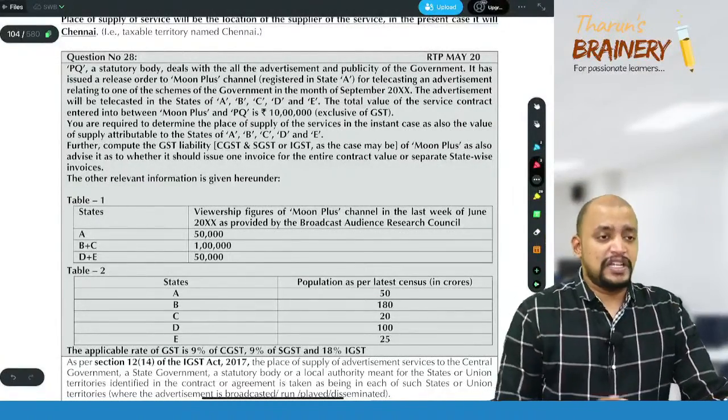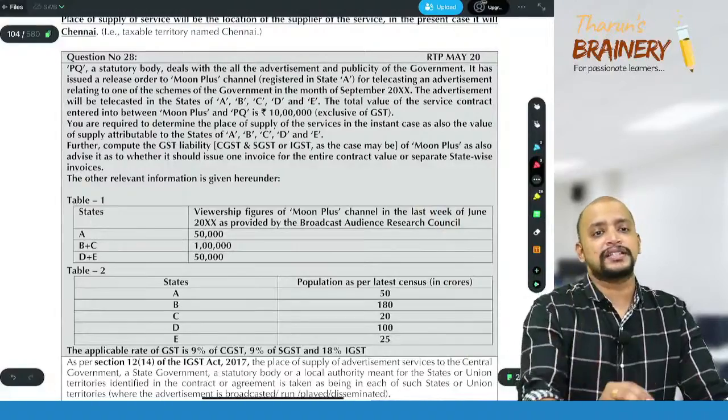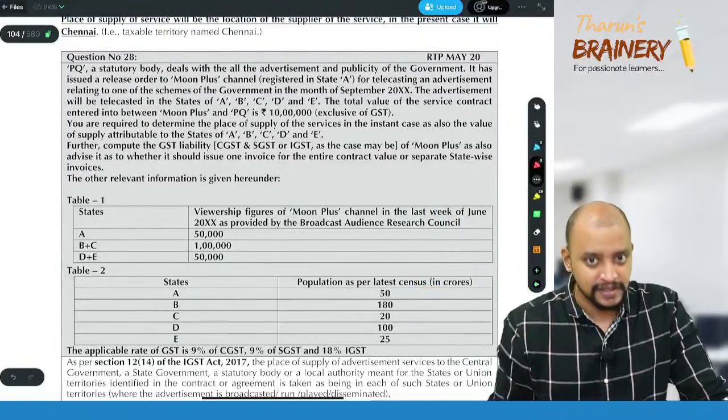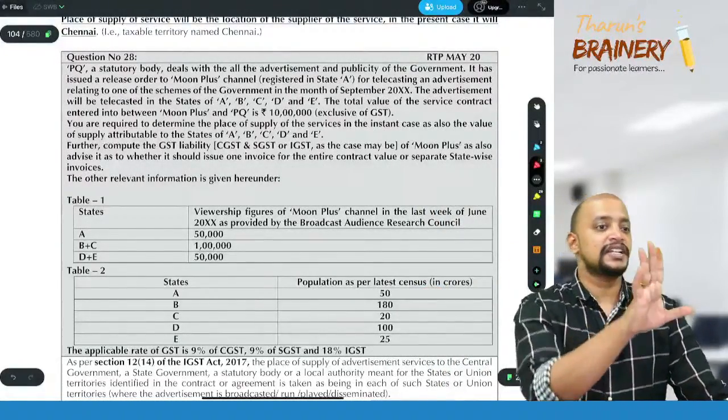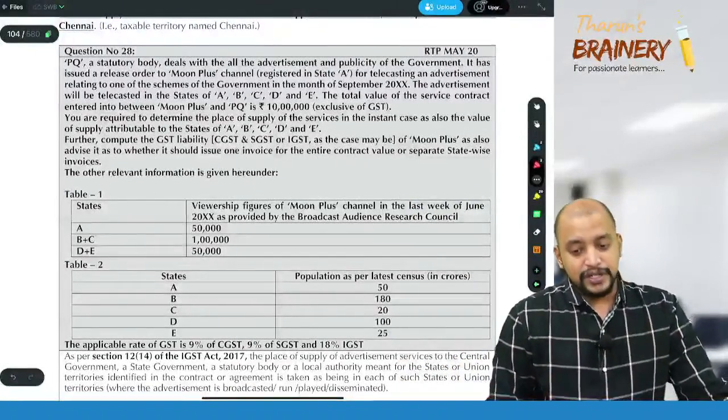Even if the confusion comes, okay, for example, you get a confusion in some other question, intermediary service versus banking and other financial services. Take intermediary only. Specific is intermediary, banking is general. Okay. Then question number 28.